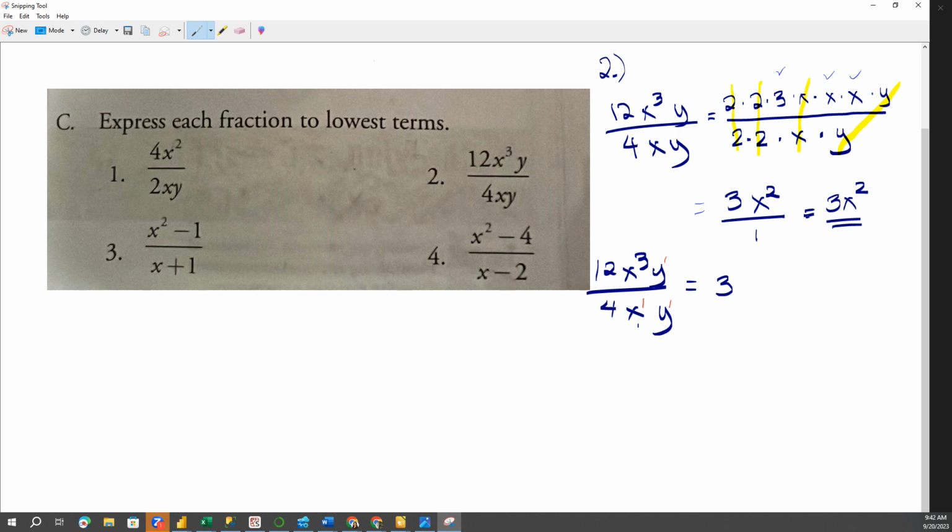Now, x cubed divided by x to the power of 1. Remember, when you're dividing the same bases, you just subtract the exponents. So 3 minus 1 is 2. So that's going to be x squared. And then y to the 1 divided by y to the 1. 1 minus 1 is 0. So that's like y to the power of 0, but y to the power of 0 is equal to 1. So therefore, your final answer is still 3x squared. Either way, whichever is easier for you, do it. Okay?